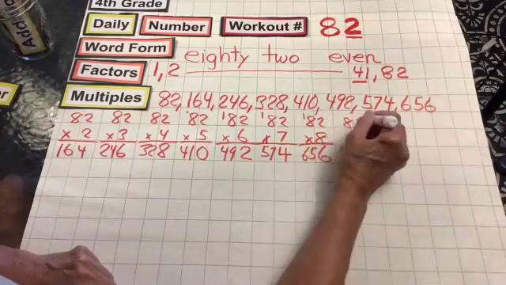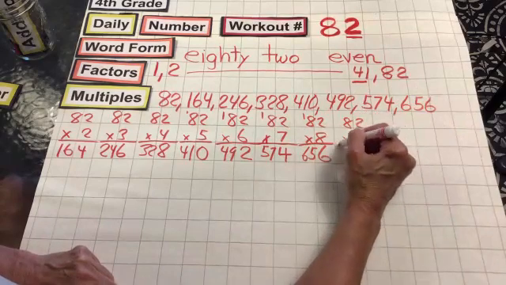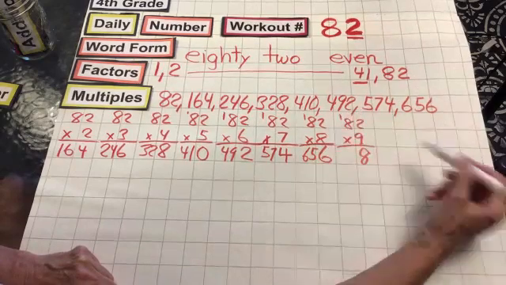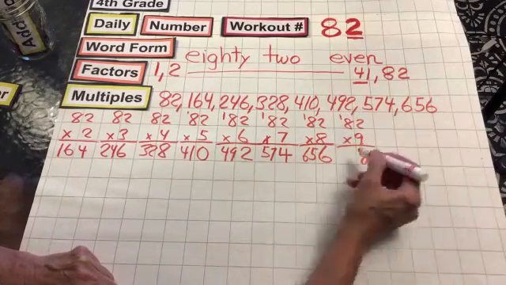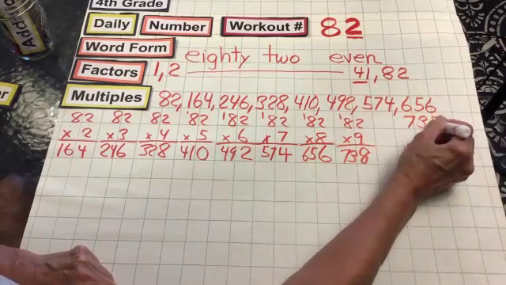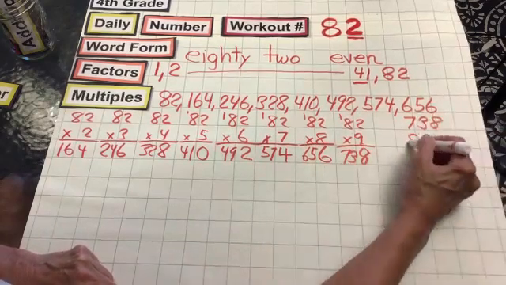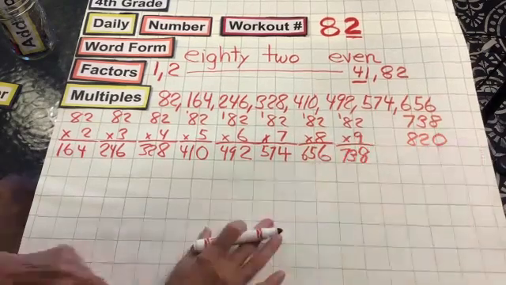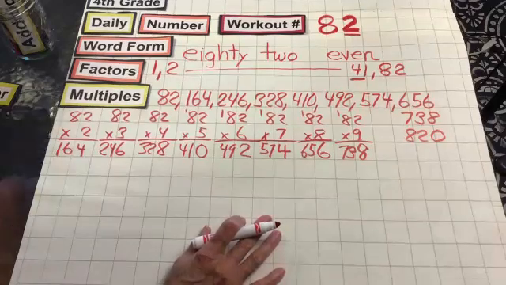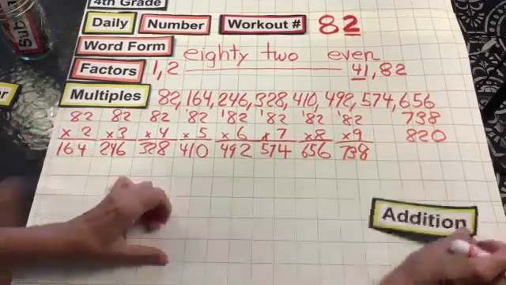656. 9 82s. 9 times 2 is 18. Drop the 8, carry the 1. 9 times 8 is 72, plus 1 is 73. So we have 738. And then 10 times any number is that number with a 0 in the ones place. And we are done with our multiplication. Let's move on to addition.